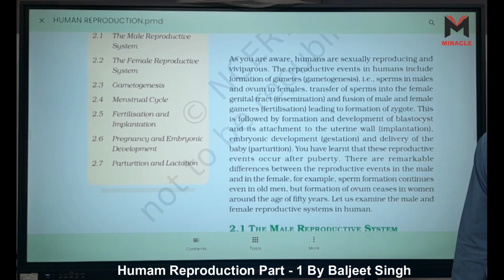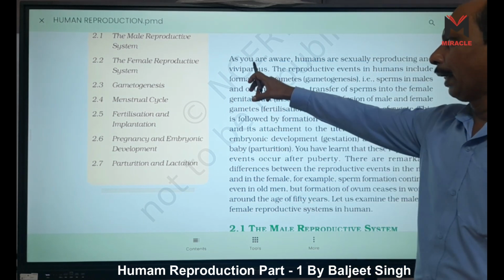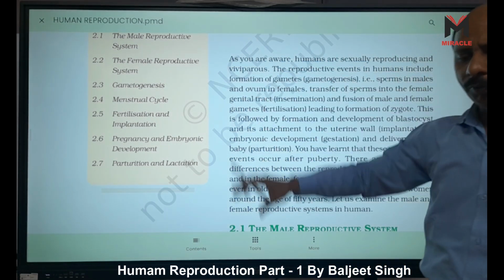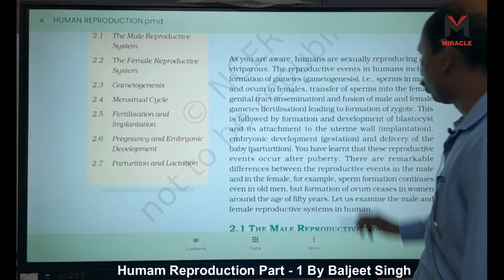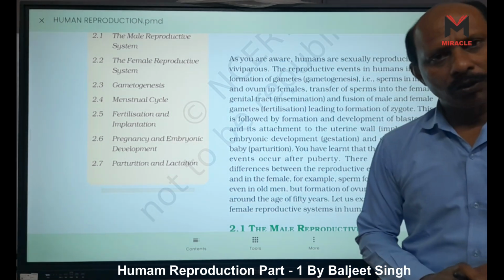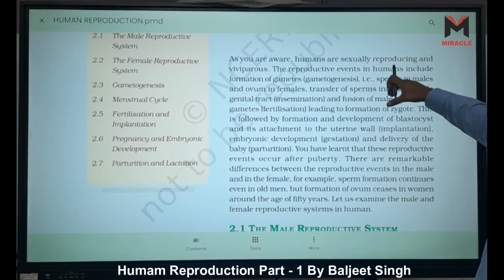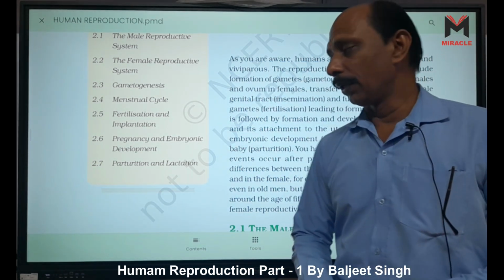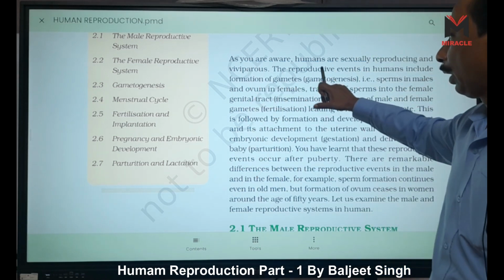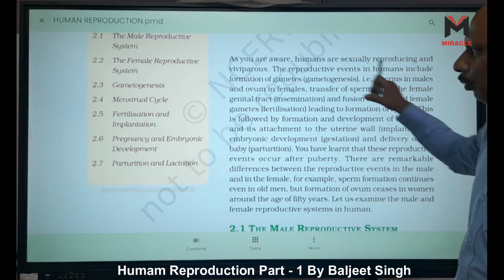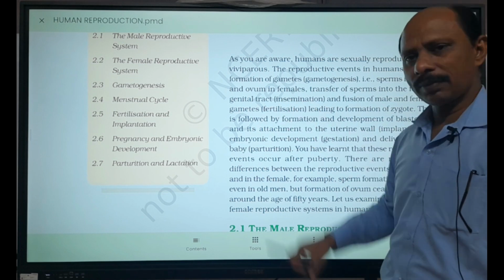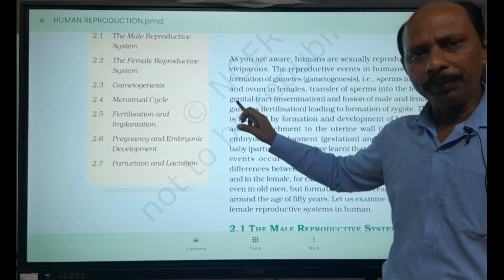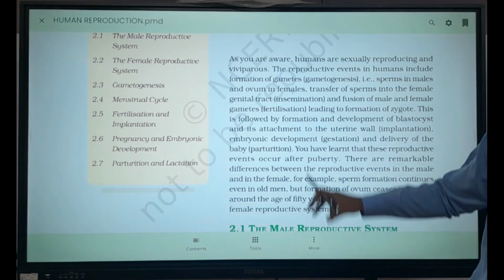In this very first passage, only an introduction is given. As you are aware, humans are sexually reproducing and viviparous animals. Asexual reproduction is absent in humans, so they only reproduce sexually, and they are viviparous. Viviparous means they produce young ones. The reproductive events in humans include formation of gametes, called gametogenesis, that is sperms in male and ovum in female. Everyone knows this.